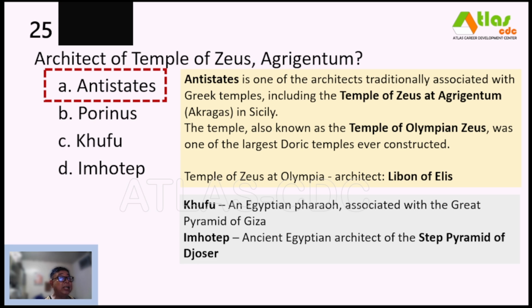Khufu is an Egyptian pharaoh associated with the Great Pyramid of Giza, and Imhotep is an ancient Egyptian architect of the Step Pyramid of Djoser.